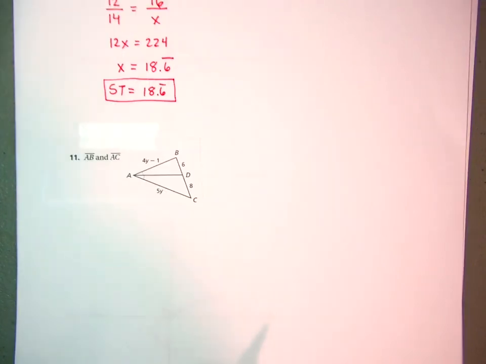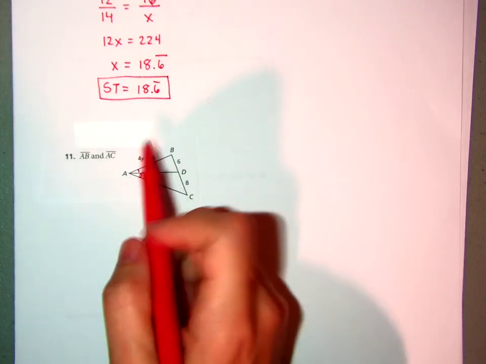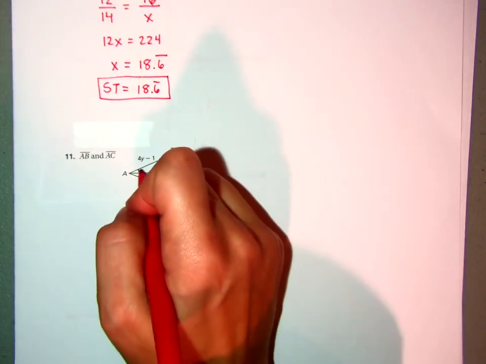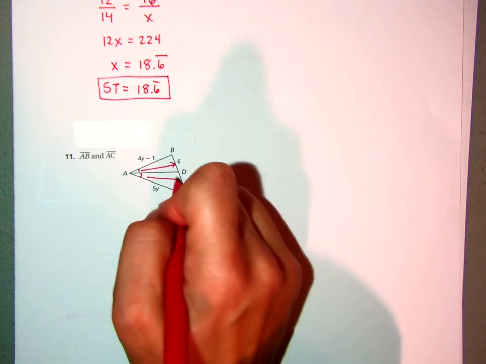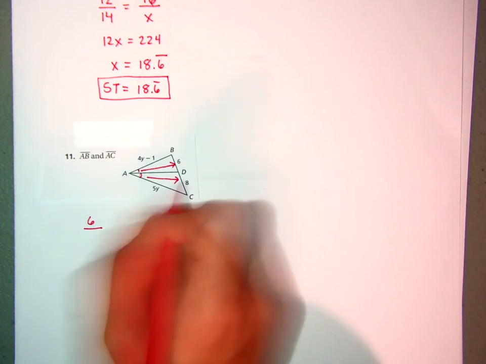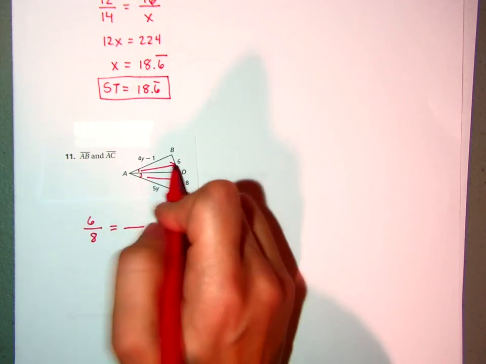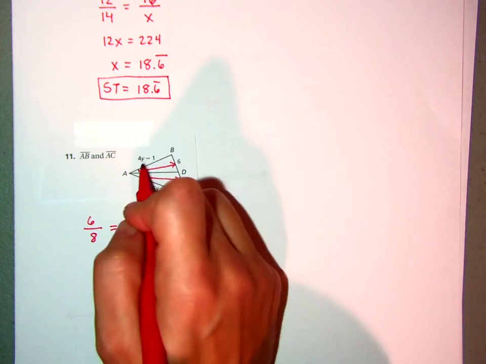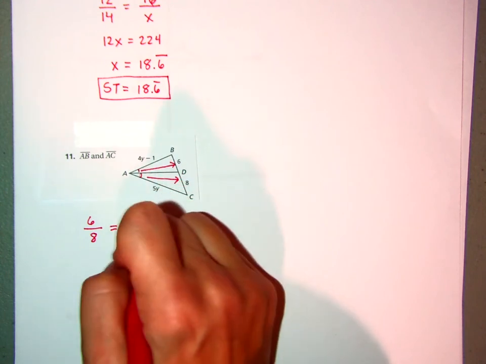Let's look at number 11. Number 11 is one that I think is always a little tricky, but notice here I marked these angles. If you have two congruent angles and this bisects that angle, then remember you can set up a proportion where you go straight across and say 6 over its side 8 is equal to... Now look on the same side of the triangle as 6 and we have 4y minus 1. Look on the same side as 8 and we have 5y.